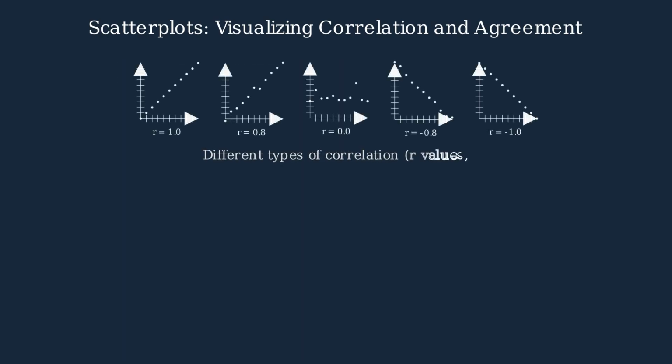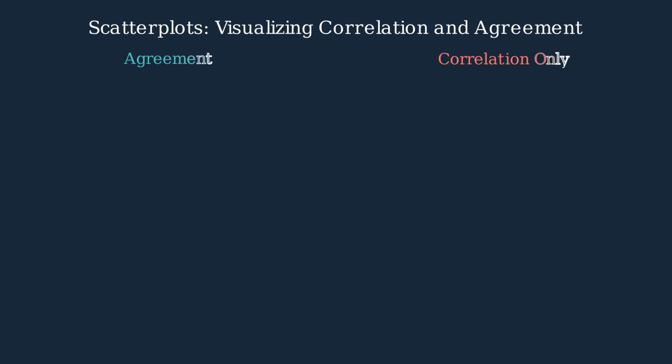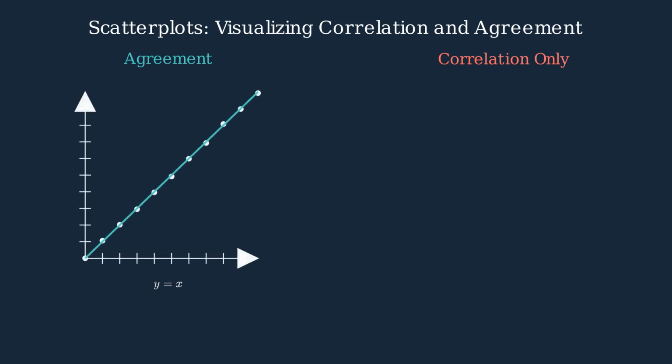Correlation measures the strength and direction of a relationship. As shown in these examples, correlation ranges from perfect positive to perfect negative, with various strengths in between. Let's directly compare agreement versus correlation with two different scatterplot scenarios. In perfect agreement, data points fall precisely on the line y equals x.